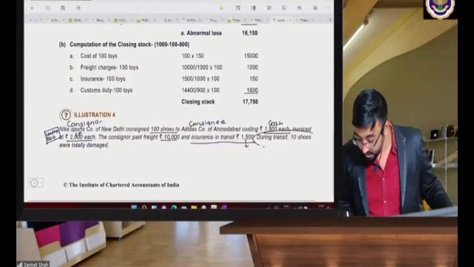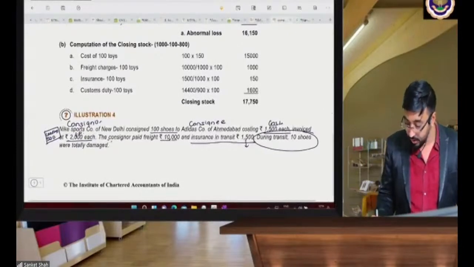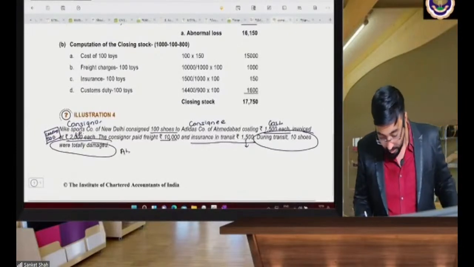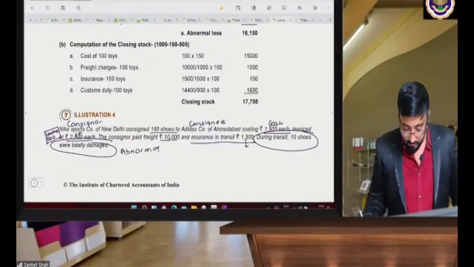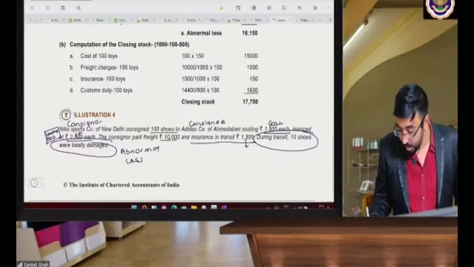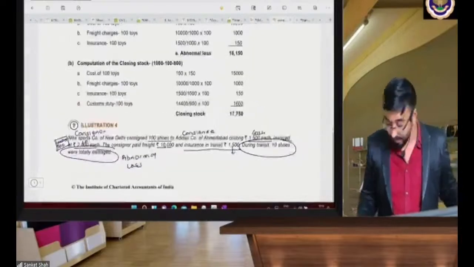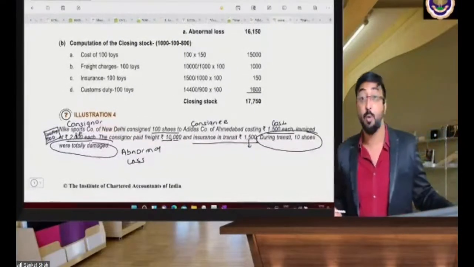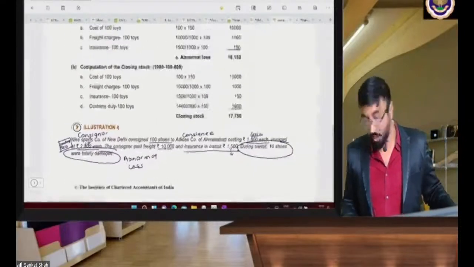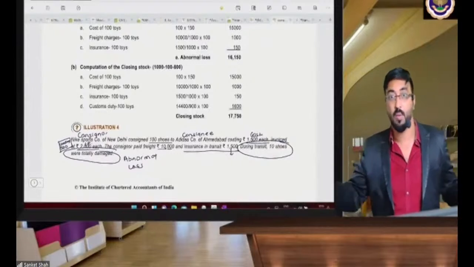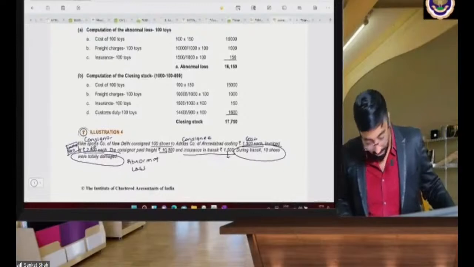Now during this transit, oh sir, abnormal loss is there, sir. 10 shoes were totally damaged. You can write down over there: abnormal loss. So 10 shoes were damaged. Abnormal loss. Now you are ready to solve these questions, beta, because you already know all this concept now. What is abnormal loss? What is invoice price? Yes, now you are very intelligent, guys, beta.